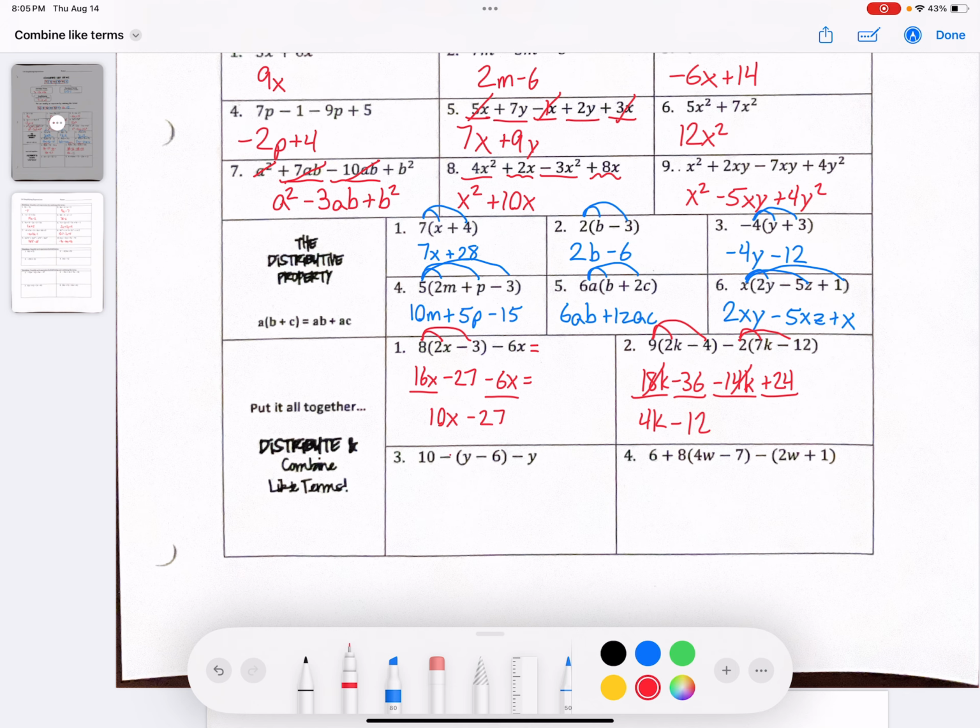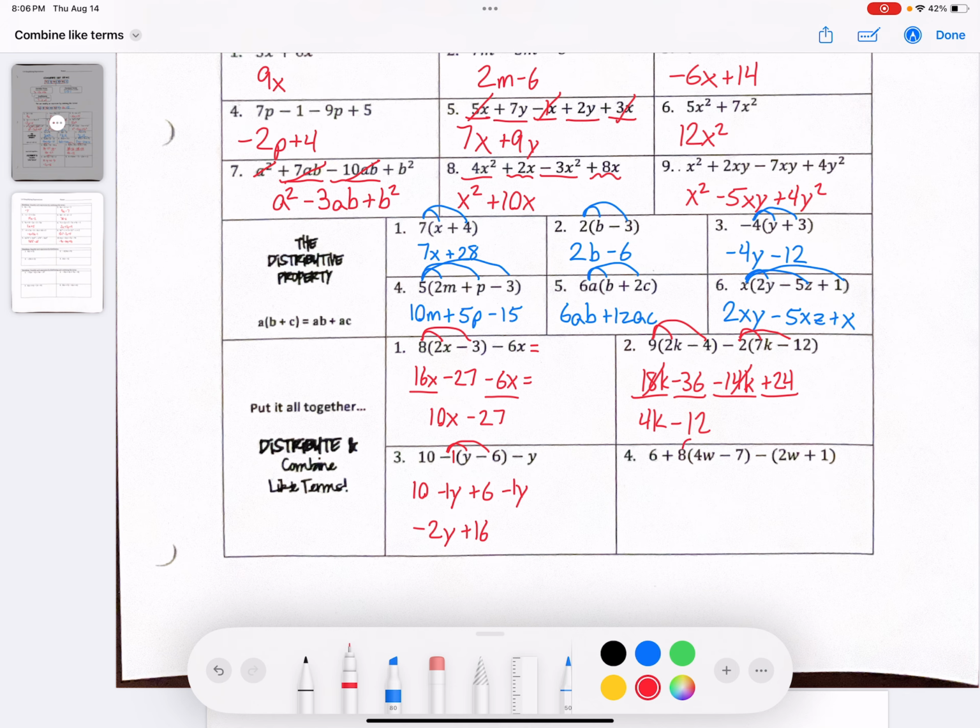Ooh, next one's a little tricky. If you remember correctly, a negative and parentheses have a 1 in between it. So we're going to distribute negative 1. We keep the 10, and then we do negative 1 times y is going to be negative y, and negative 1 times negative 6 is going to be positive 6, and then we have minus y. So we have negative 1y and negative 1y. That's going to give me negative 2y. And then 10 plus 6 is plus 16.